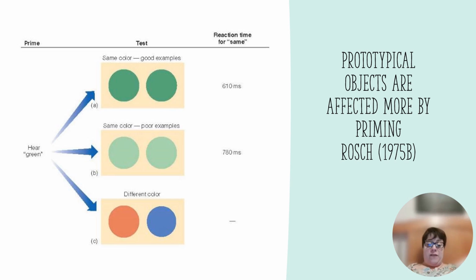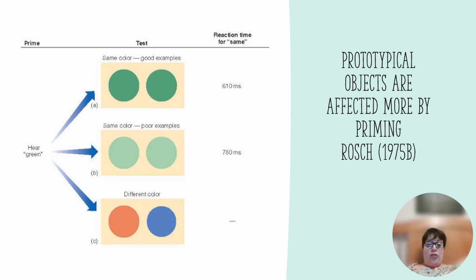One, the colors were the same and were good examples of a category, such as primary reds, blues, and greens. Two, the colors were the same but were poor examples of a category, so, for example, less rich versions of colors, such as light blue or light green. And three, the colors were different, with the two colors coming from different categories, for example, pairing orange with blue.